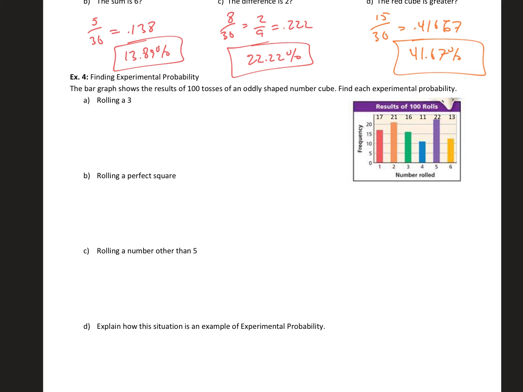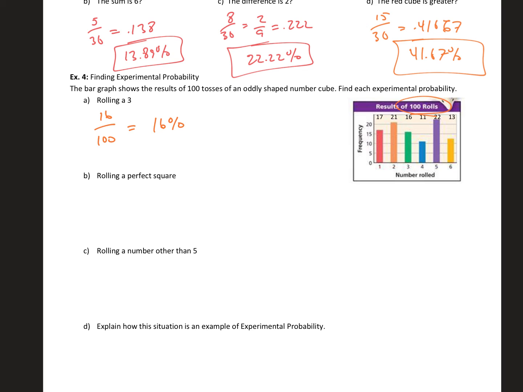So first of all, how many do I have? I have 100 rolls, so that's my total. So what's the probability of rolling a 3? So 16 rolled a 3 out of 100, so that's 16%.